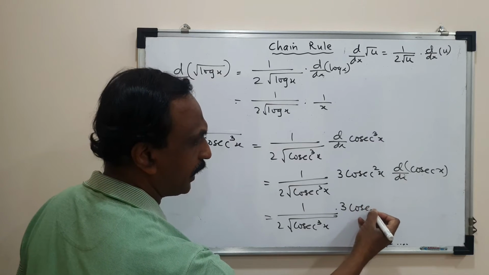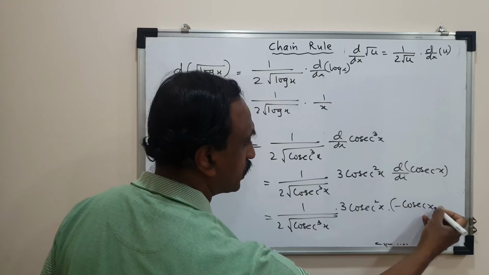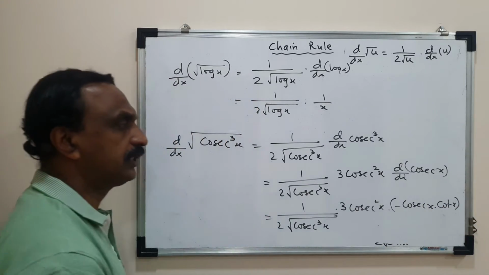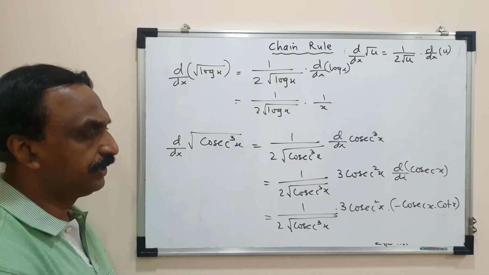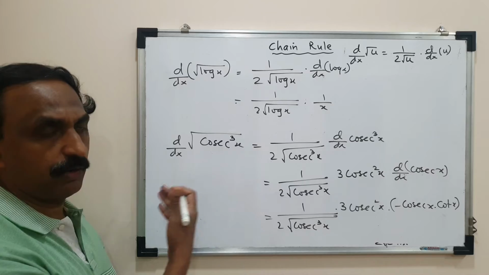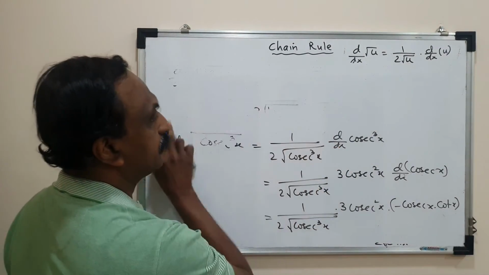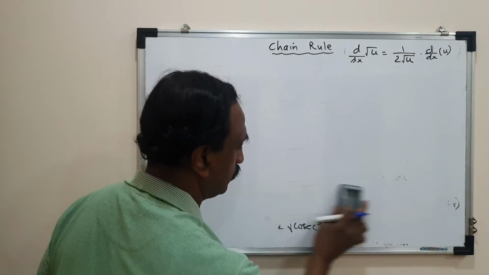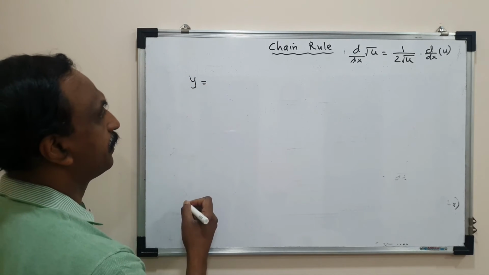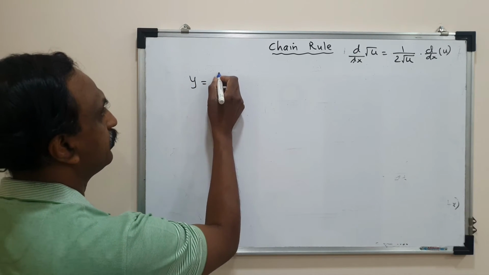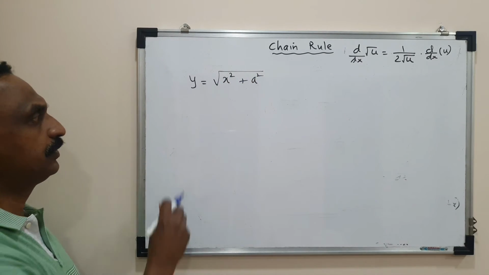into 3 cosec square x. Now derivative of cosec x is minus cosec x into cot x. So you could have done cosec raised to 3 by 2 and did the problem. But just to make you understand the concept of how to apply with the square root, I've taken this example. Derivative of root of, okay.